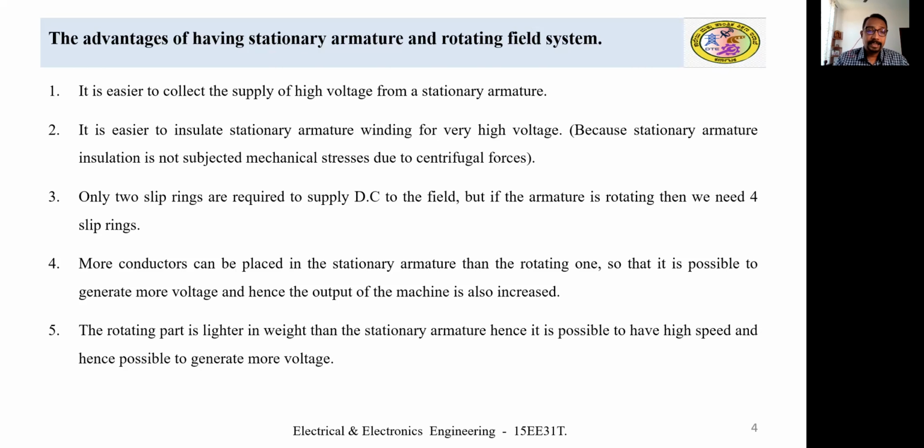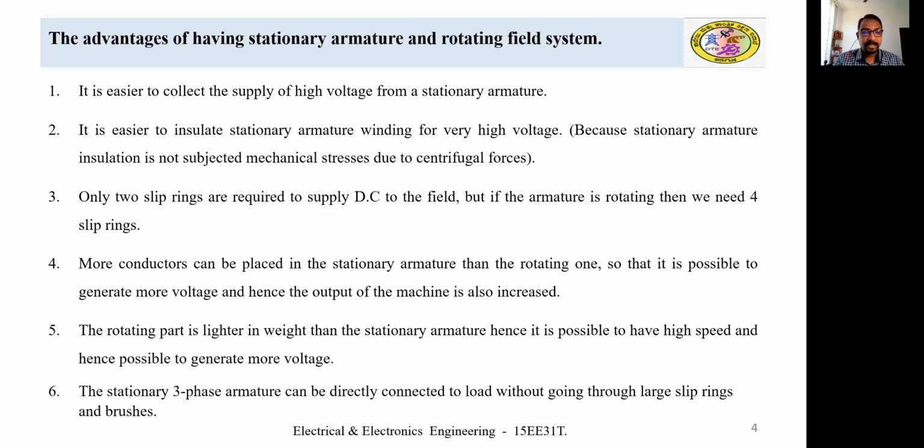The fifth one: if the armature in the alternator is rotating, then it is a heavy mass, so it is very difficult to rotate a heavy body rather than a lighter body. On the other hand, if the field system is rotating, the field system has only the poles and a few field windings, so the mass or weight is very small. Hence rotating a lighter part is easier compared to rotating a heavy mass. So this is another advantage.